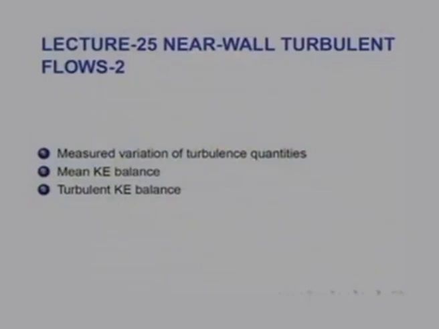Today, we wish to examine how the inner layer interacts with the outer layer, and we shall use that understanding in a later lecture to carry out turbulence modeling. And we will develop this understanding through measured variations of turbulence quantities. We will look at the mean kinetic energy balance in the turbulent layer and also the turbulent kinetic energy balance in the layer, and that is how we will see what gives way and what gains in this interaction between outer and inner layers. So, let us have a first look at the measured variation of turbulence quantities.